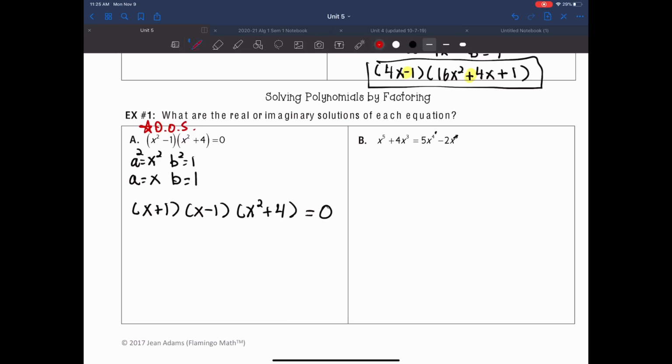So I have three scenarios: x plus 1 equals 0, x minus 1 equals 0, and x squared plus 4 equals 0. We're going to solve for x in each case. First case, x is equal to negative 1. Second case, x is equal to positive 1. Third case, we're going to subtract 4 from both sides. We get x squared equals negative 4.